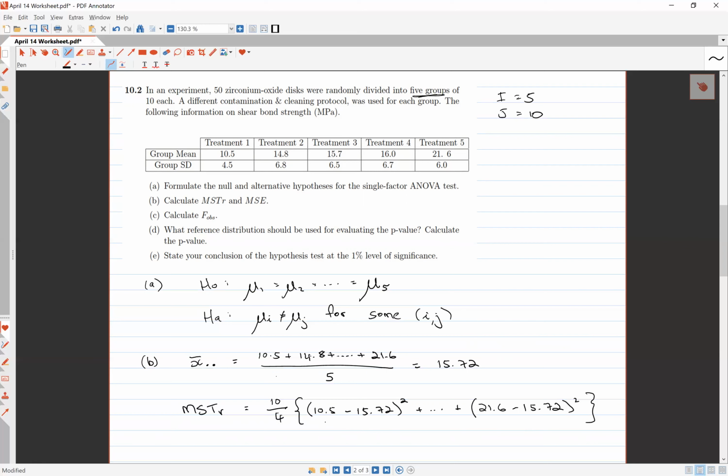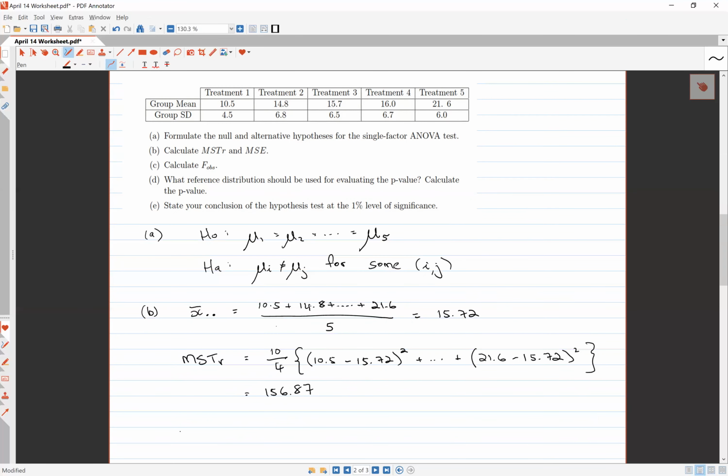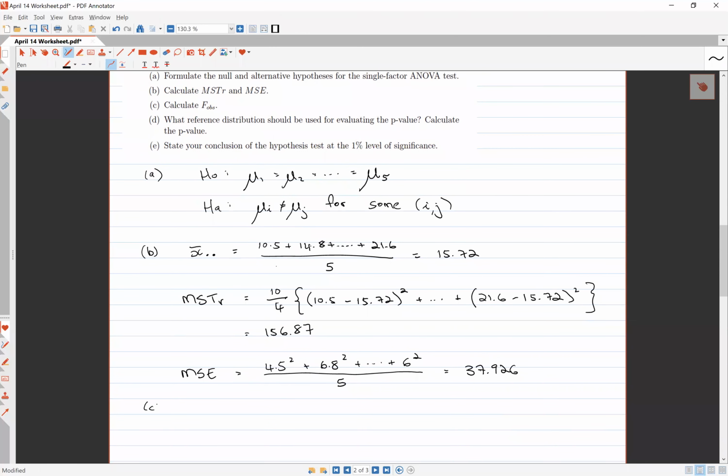If we find large deviations between a specific group and the overall average, that's evidence that there is a difference between the treatments. So in this case, if we evaluate mean square of treatment, you will get 156.87. Mean square of error is the average of the variances. So here you just want to be careful because you're given standard deviations and you need to average the variances. So you want to square them. And if we evaluate that, we get 37.926. So this gives us what we need to calculate our F observed statistic.